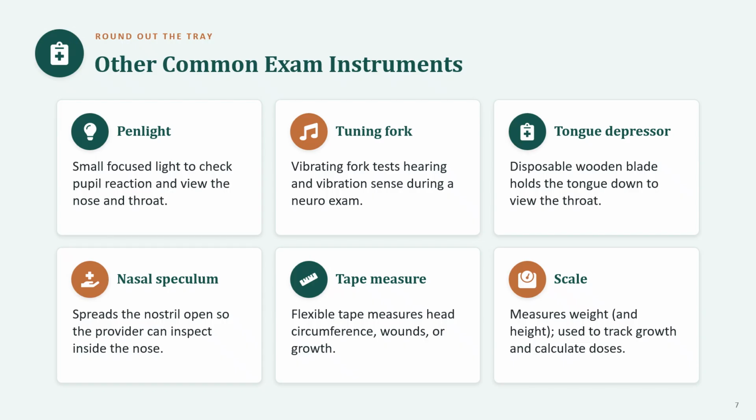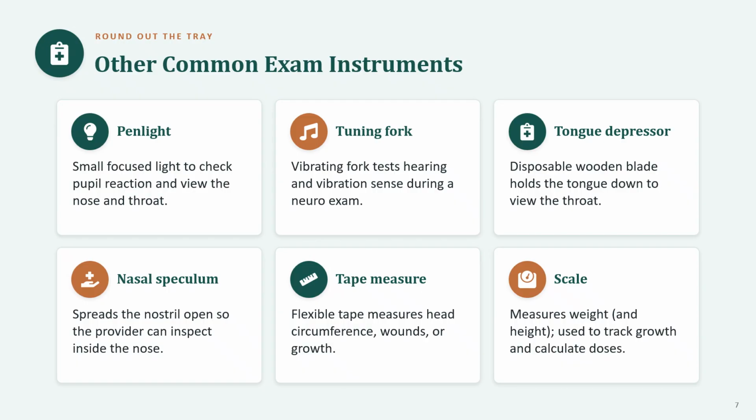The tuning fork is a metal fork that the provider strikes to make it vibrate, and it's used to test hearing and the sense of vibration during a neurological exam. The tongue depressor, often a disposable wooden blade, simply holds the tongue down so the provider can see the back of the throat. The nasal speculum spreads the nostrils open so the inside of the nose can be inspected.